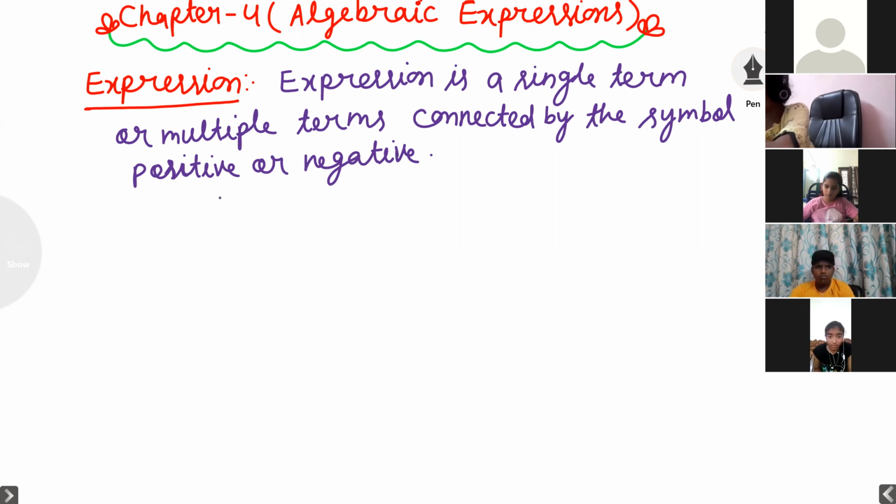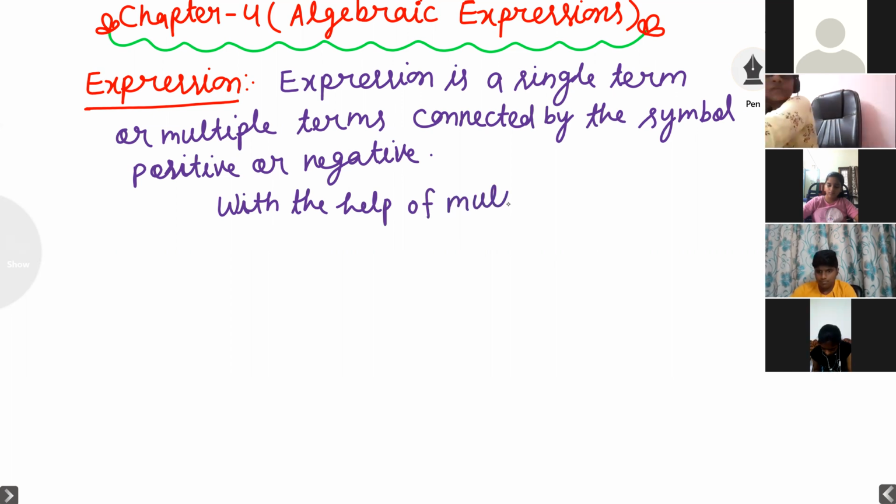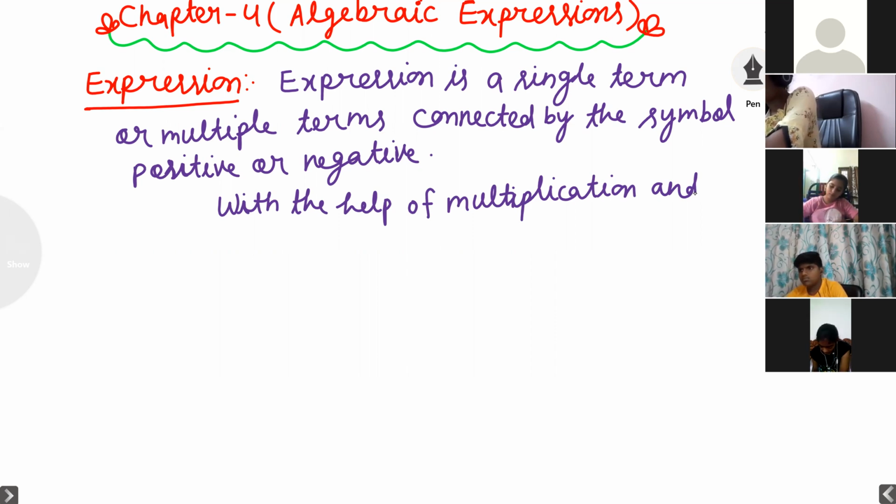Paragraph change. With the help of multiplication and division, we can't separate the terms.